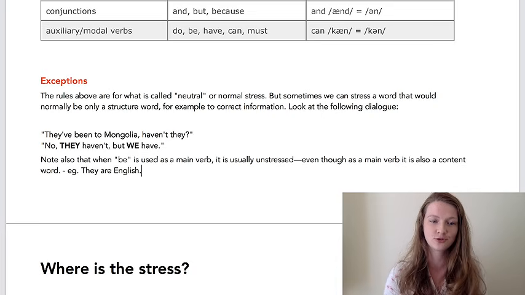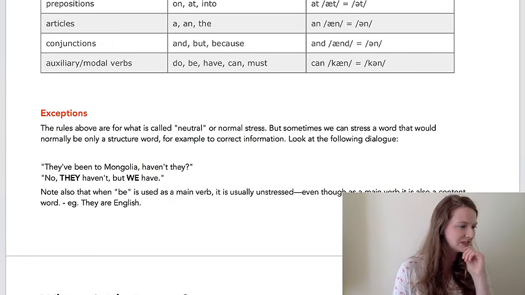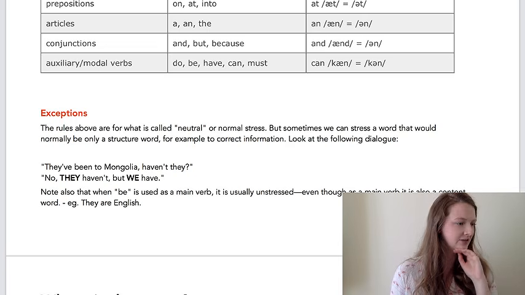They are English. How are we doing so far? We're going to move on to some activities. What do we think so far? Any questions?